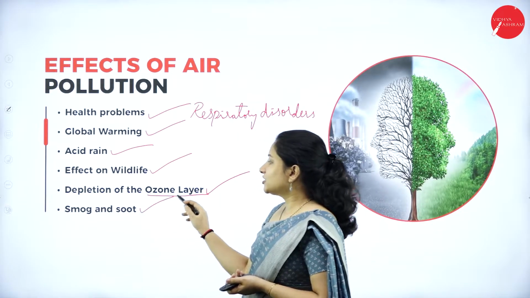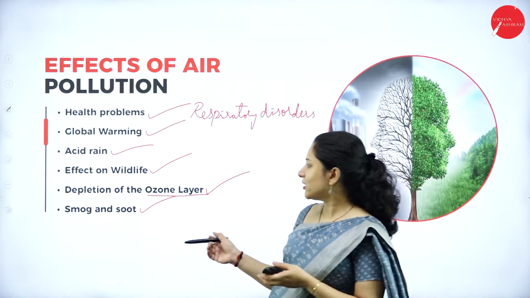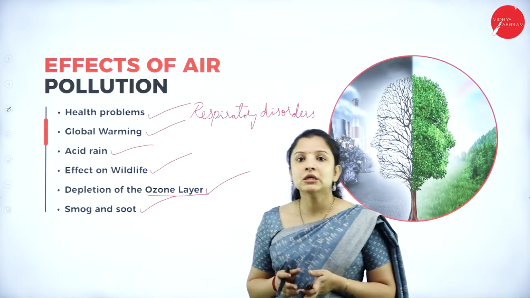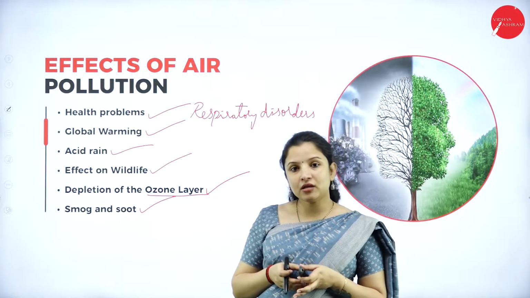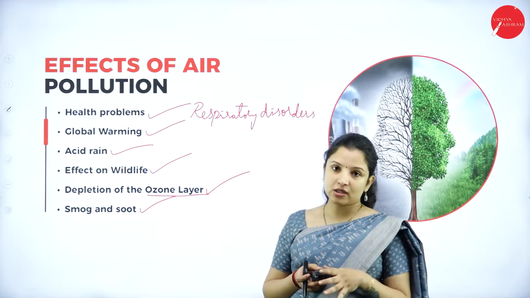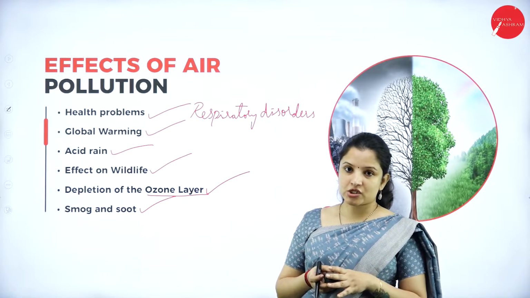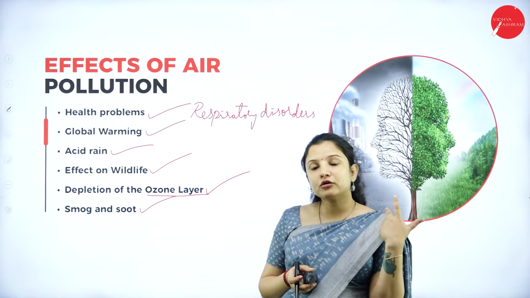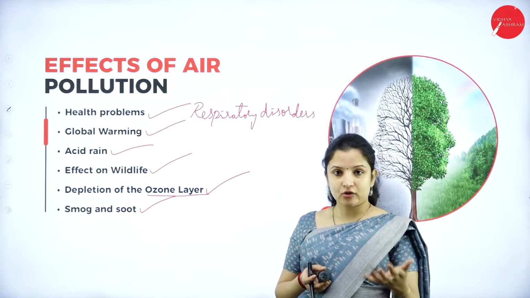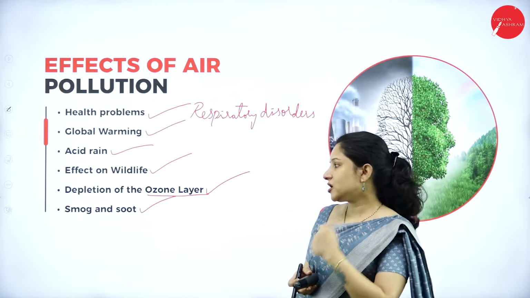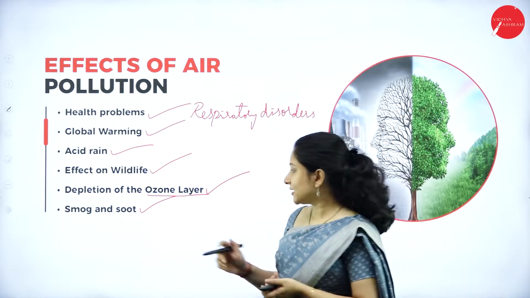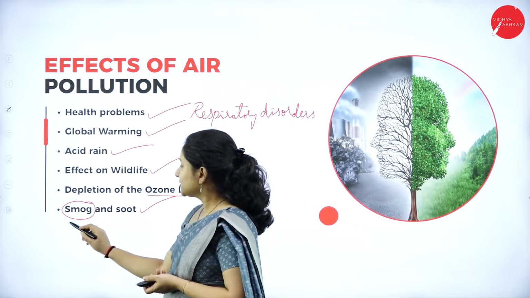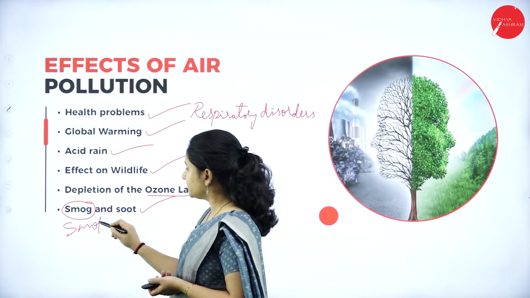Next, it can cause smog and soot. Smog is one of the common problems faced in Japan. Japan is a very small country with a high population, and they have a lot of industries, transportation and all that, and every year they have this problem of smog. So what is smog? Smog is nothing but smoke plus fog.